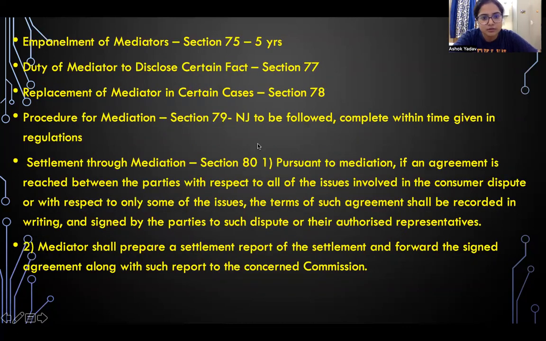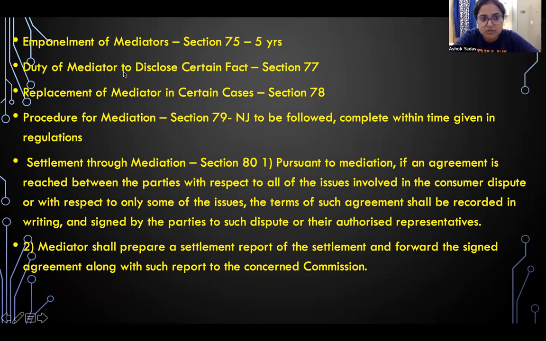So now let's read the sections. Which section talks about what? We'll not be reading what's inside the section. We only learn these sections by numbers. Section 75 is talking about empanelment of mediators, and it is saying that these mediators will be empaneled for 5 years. So empanelment is for 5 years.